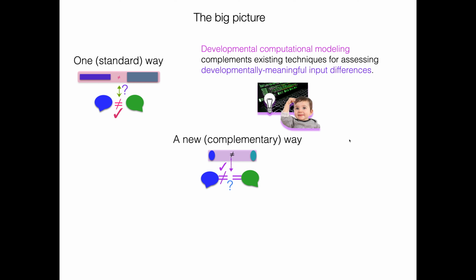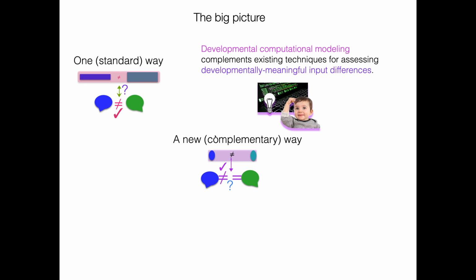Let's step back and look at the big picture of what I hopefully have told you about today. And that is that there's a standard way of looking for developmentally meaningful input differences, which is to measure input differences, measure outcome differences, and look for some sort of correlation between the two.